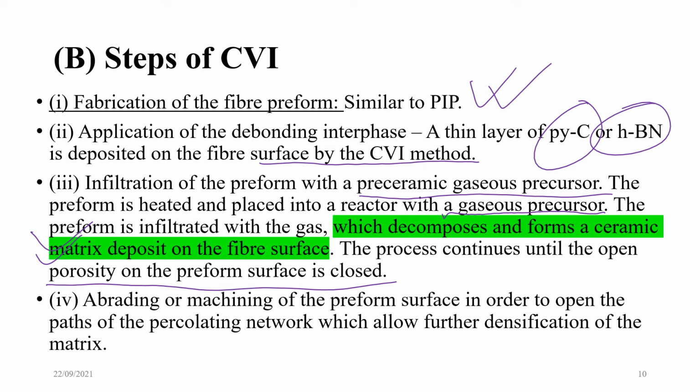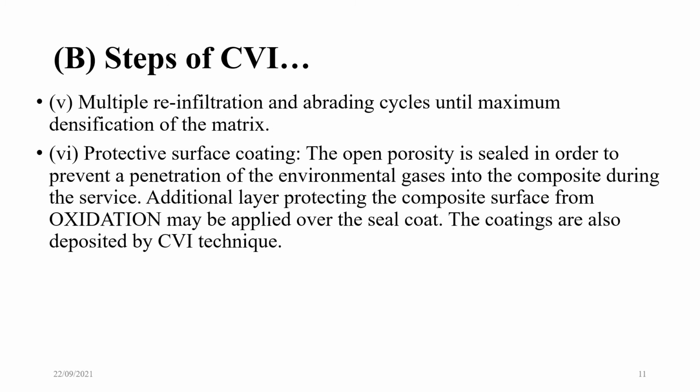So it's a repetitive process. Abrading or machining of the preform surface in order to open paths of percolating network which allow further densification. That means if you machine or grind the surface, new pores will come up. Those pores were originally vacant, so you need to deposit the matrix again onto those pores and you repeat the process so that the densification will increase. Steps of CVI, the other steps: multiple re-infiltration and abrading cycles. Earlier we had multiple infiltration and pyrolysis cycles. Here we are having multiple re-infiltration and abrading cycles until maximum densification of the matrix.